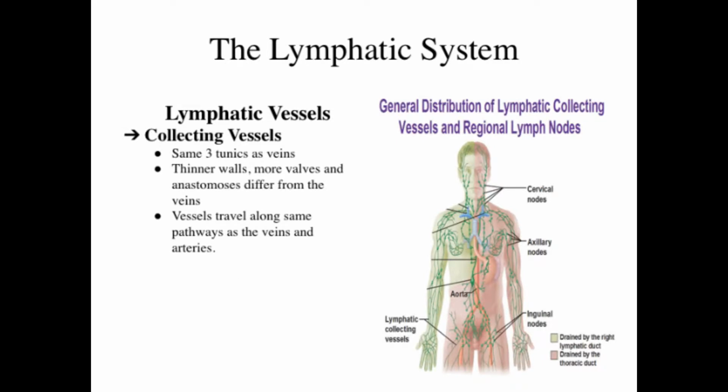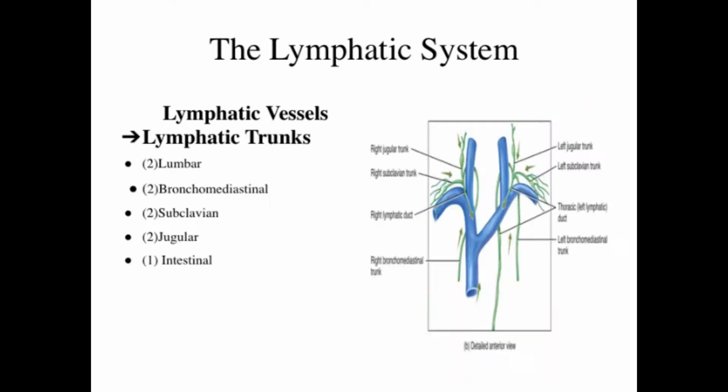After flowing along the lymph capillaries, the lymph flows through larger vessels known as collecting vessels. The collecting vessels have the same three tunics as veins, but have thinner walls, more internal valves, and more connections. Most of these vessels follow the pathway of veins. Some vessels travel along with the superficial veins, and deep lymphatic vessels travel with the deep arteries.